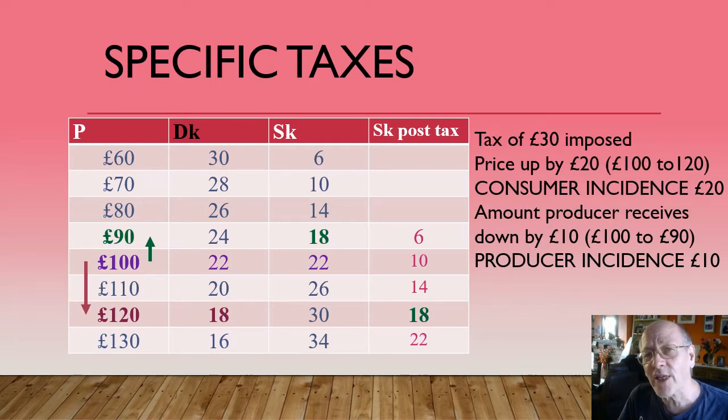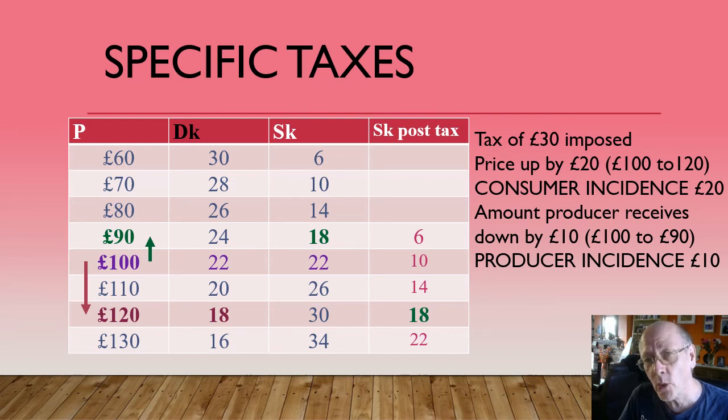So as far as the consumer is concerned, the price has risen by £20. So that is the consumer burden per unit, or the consumer incidence per unit. But let's look at the supplier. Well, the price is £120, but they've got to give £30 of that to the government. So as far as the producer is concerned, the price has fallen from £100 down to £90.